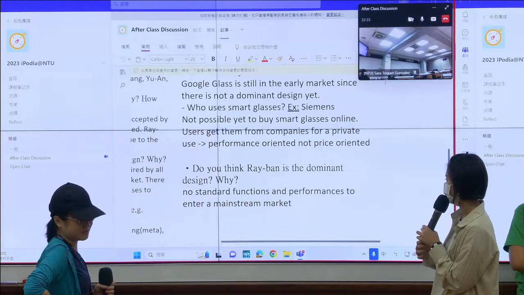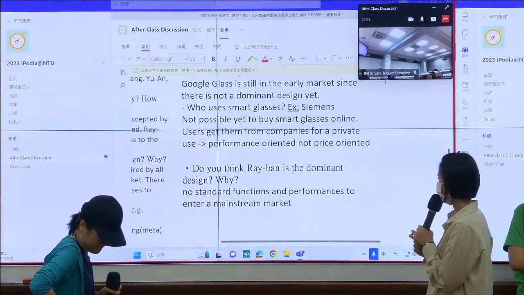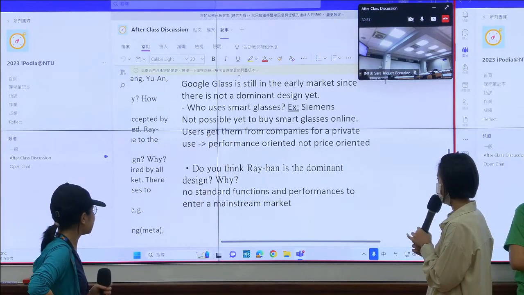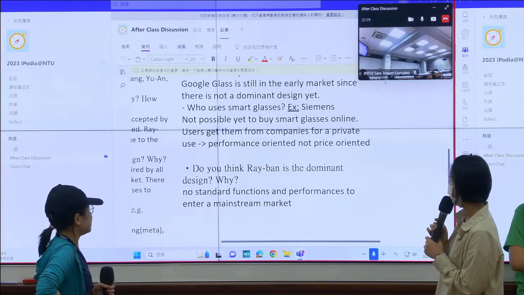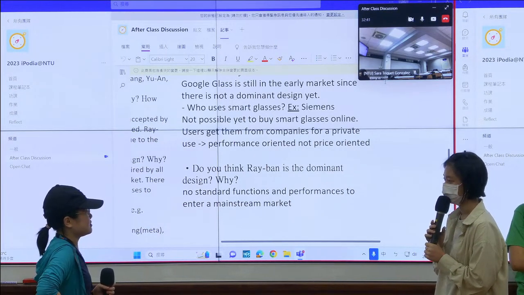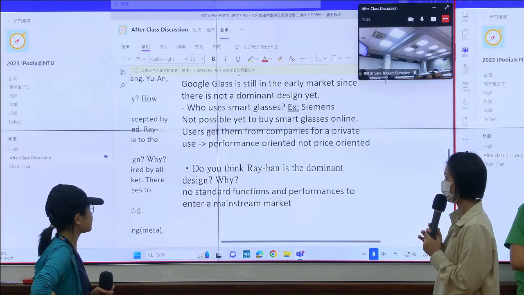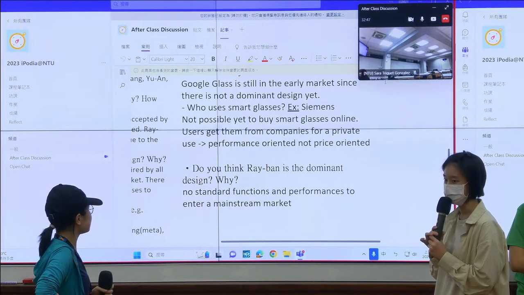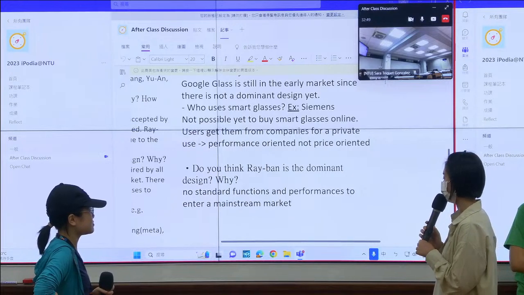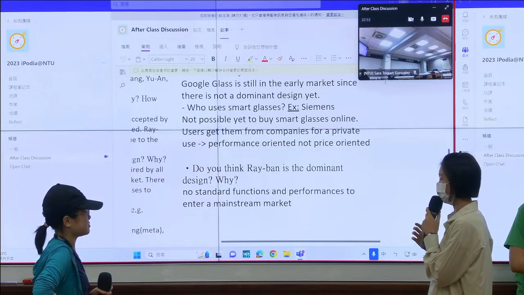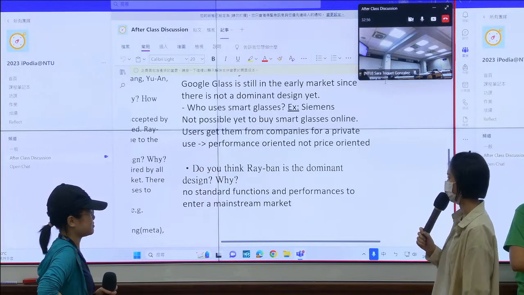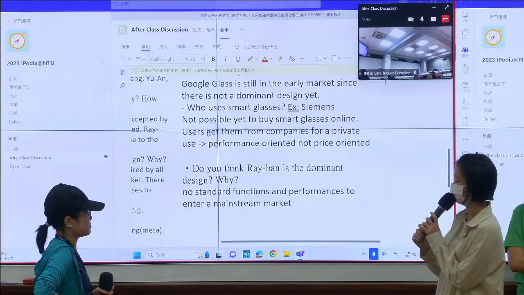Okay, and for the second question, we also think that Ray-Ban isn't a dominant design because there aren't standard functions or performance to enter a mainstream market. And Ray-Ban, I think it's produced by Meta. It's more of a demand and function oriented stage instead of performance and price ratio in a mainstream market. So we don't think Ray-Ban is a dominant design.